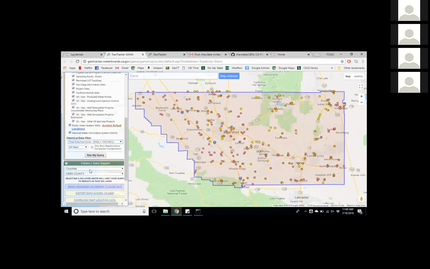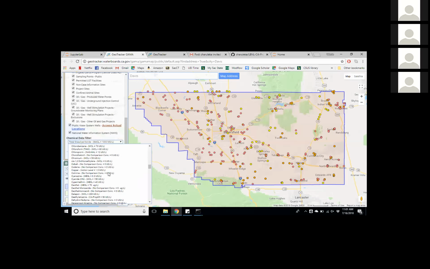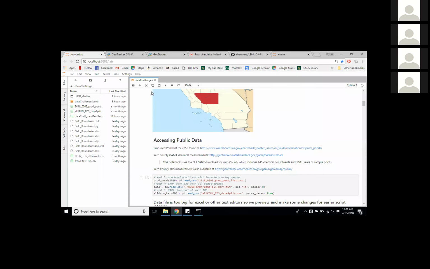So I chose Kern County because that's what I'm looking at, but there are different filters that you can use to access different data. You can draw shapes if you know a specific area that you want to get constituents for. I chose all data sets to get the most bang for my buck, and I'm specifically looking at total dissolved solids, but there are, like I said, over 200 chemicals that you could choose from to download.